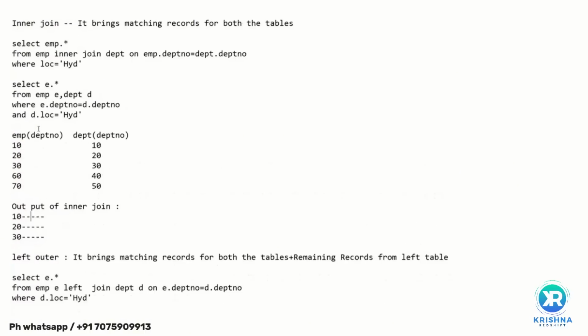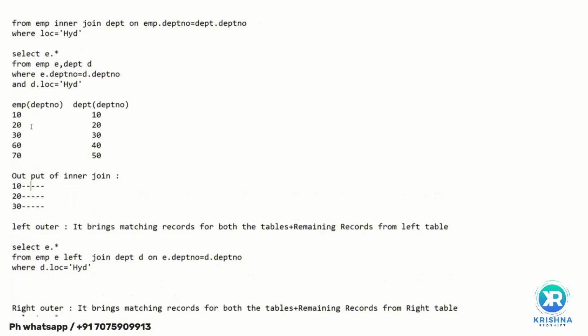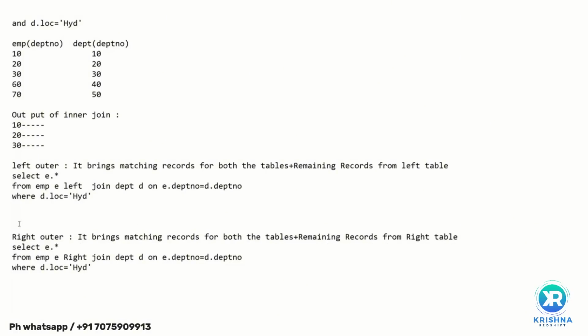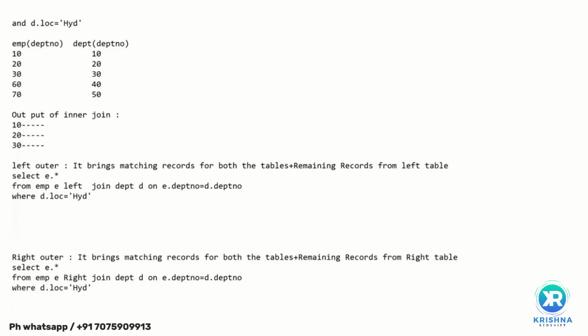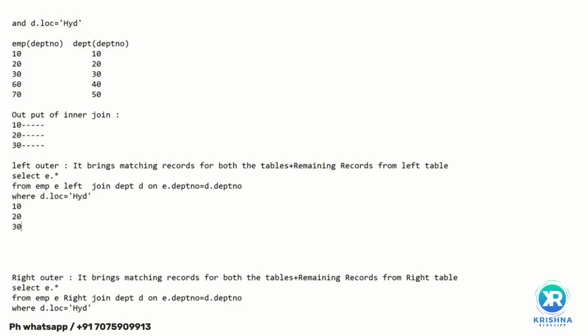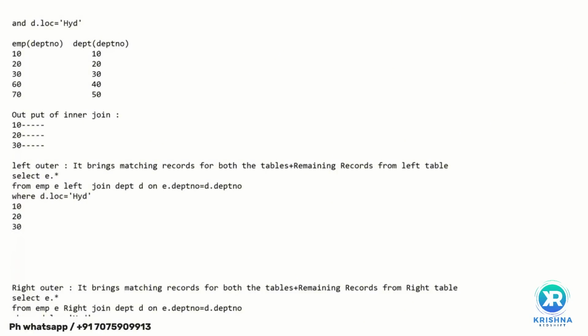So now you know the inner join result. Matching records from both the tables, so 10, 20, 30. You got 3 records. Now you tell me the output of the left outer join. 10, 20, 30, 60, 70. Yes.